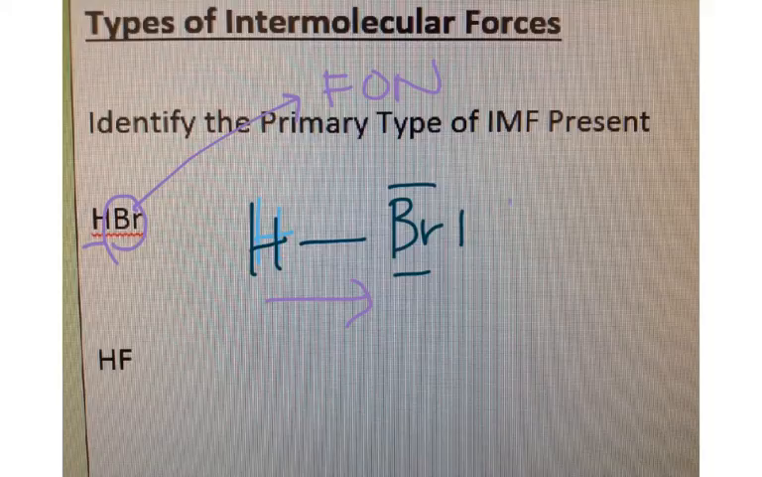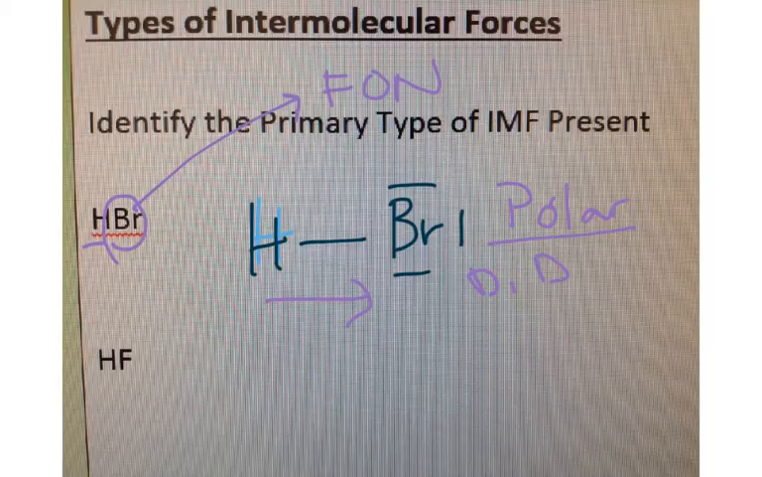So because it is polar, it is going to have an IMF, or intermolecular force, that will be equal to the dipole-dipole. So I'm just going to write DD, for dipole-dipole. You should write it out. All right, so the first one is dipole-dipole because HBr is a polar molecule, so it will exhibit those dipole-dipole forces. On the other hand, let's look at HF, the next one.